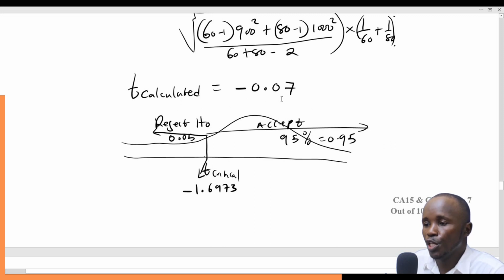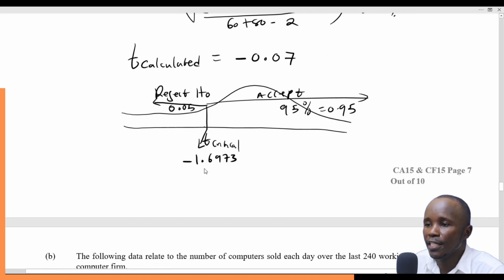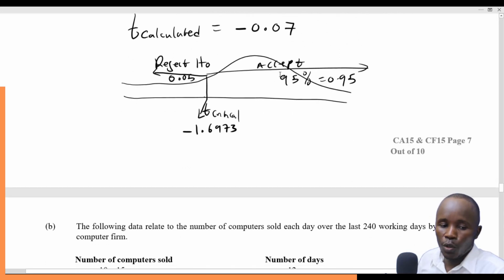From your knowledge of algebra, which one is bigger? What is between negative 10 and negative 1? Which one is bigger? Of course, negative 1 is bigger. The more you go closer to 0, the bigger the value. The more you move away from 0 on your number line, it means that negative 1.6 is smaller compared to negative 0.07. So, what can we say here?